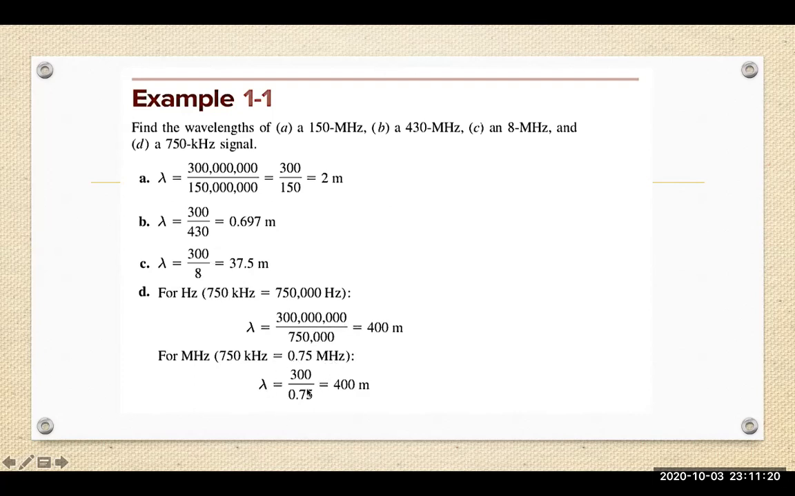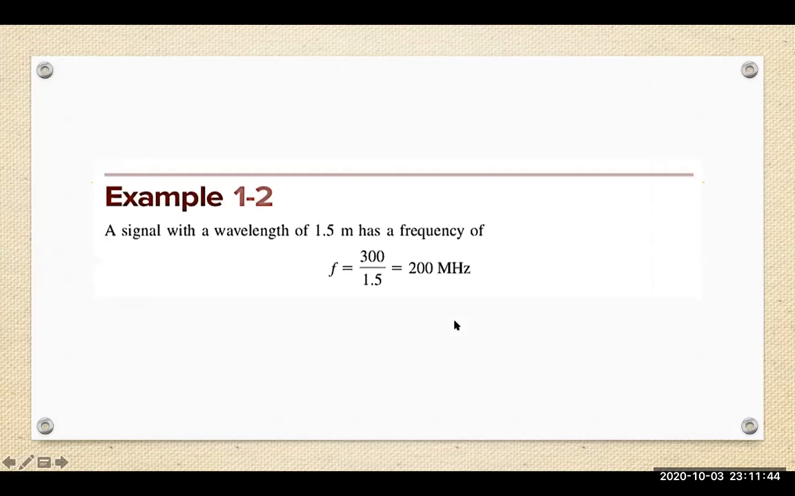Okay, that's why in the equation here, we have 300 in megahertz divided by 0.75 in megahertz. So you cancel the megahertz units. So 300 divided by 0.75, you have 400 meters. So if you want to express the units of frequencies in terms of hertz, we have 300 million hertz divided by 750,000 hertz. Okay, so that's example number 1.